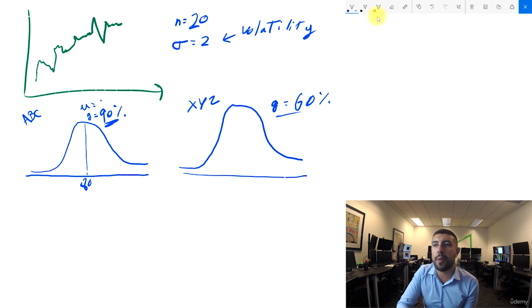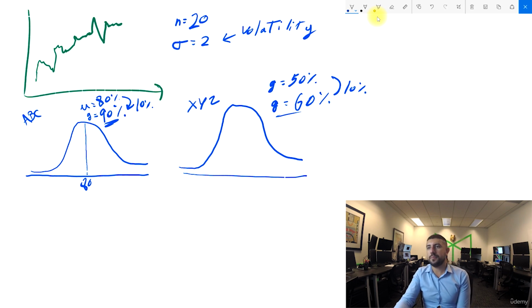So let's say here the group had 80%, and the group here had 50%. In this situation, the student had 10% better than the average of the group, and in this situation the person also had 10% better than the average of the group. Now, can I say which student is better?